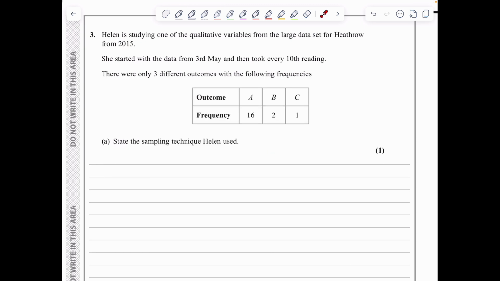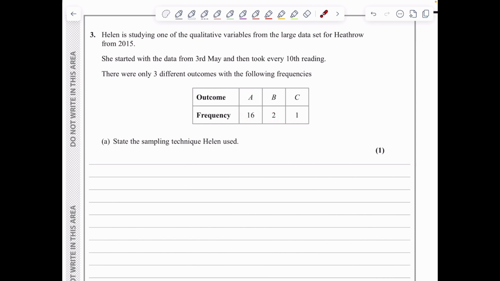In question 3, we've got Helen, who is studying one of the qualitative variables from the large dataset for Heathrow from 2015. Now, qualitative variables are those that are not measured on a meaningful numerical scale, so they do not attain numerical values. Now, she started with the data from the 3rd of May and then took every 10th reading. There were only 3 different outcomes with the following frequencies. So outcome A appeared 16 times, B appeared 2 times, and C only appeared once.